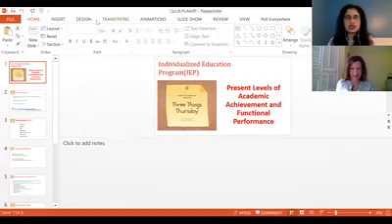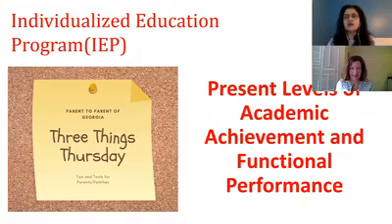Today I'm just going to share my screen so you can see the PowerPoint. As we said last week, we were talking about the components of an IEP, so we're doing the first one in that list. We have 10 weeks of the components of an IEP, and this week we're going to talk about present levels of academic achievement and functional performance.